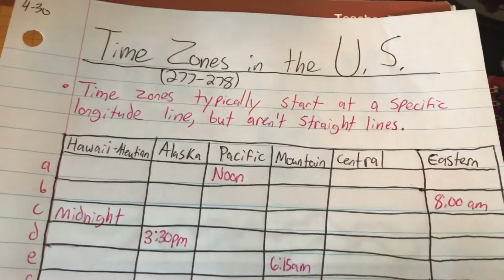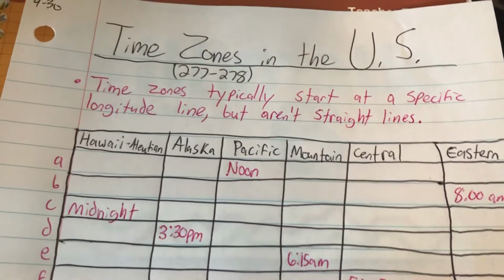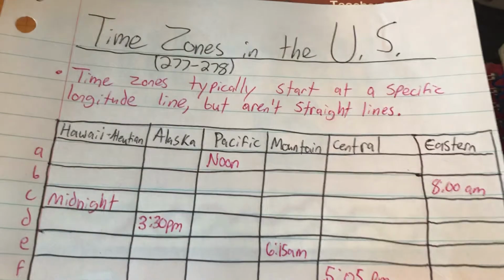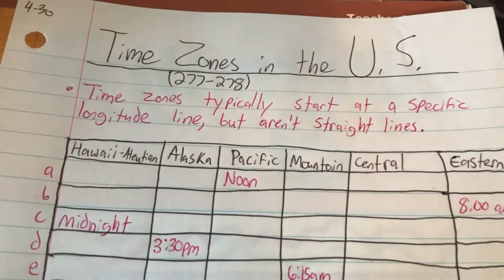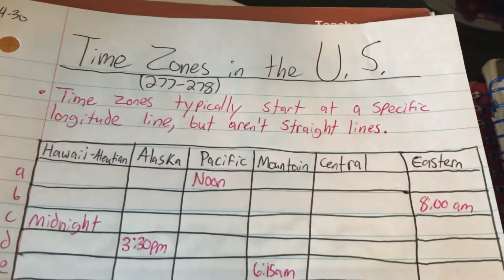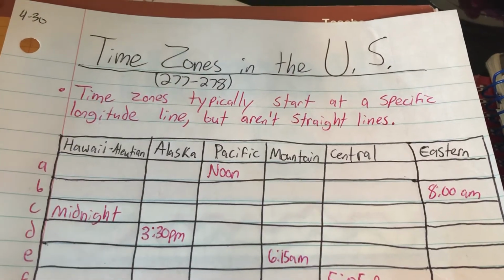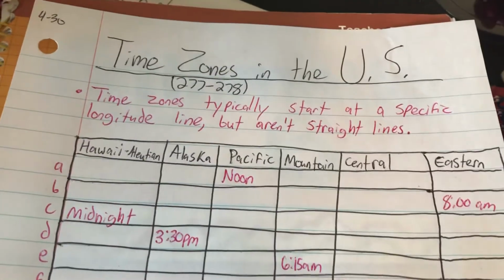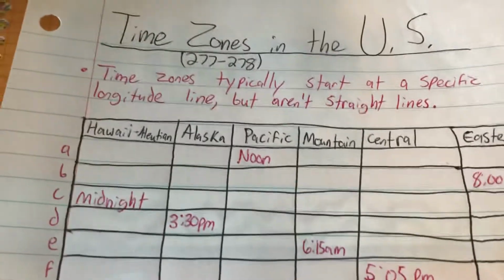Today we're going to be talking about time zones in the U.S., which we briefly touched on yesterday when we talked about time zones in general. Now we're being U.S. specific. So time zones typically start at a specific longitude line, but they don't go straight down. Sometimes they'll be along the edges of state borders or along the edges of rivers, things like that. It's not a straight line typically, though.